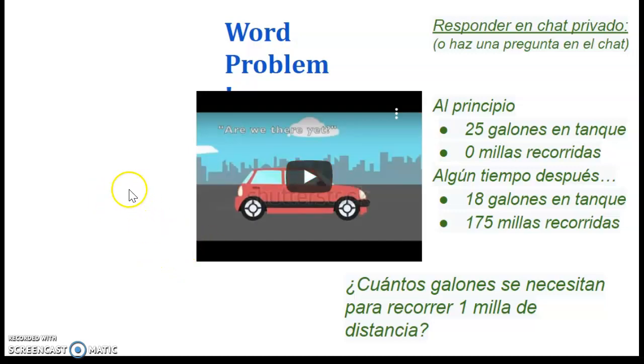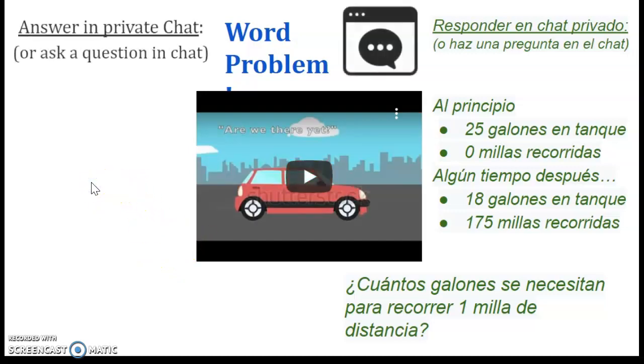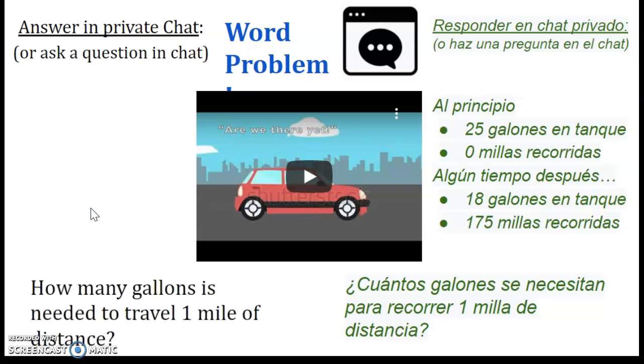Okay, so that's the word problem. And you're going to answer in private chat. You're going to use similar logic, or you can also use finding the two corner points, the x and y, to figure out how many gallons is needed to travel 1 mile of distance. So we are looking for a unit rate here again, right?